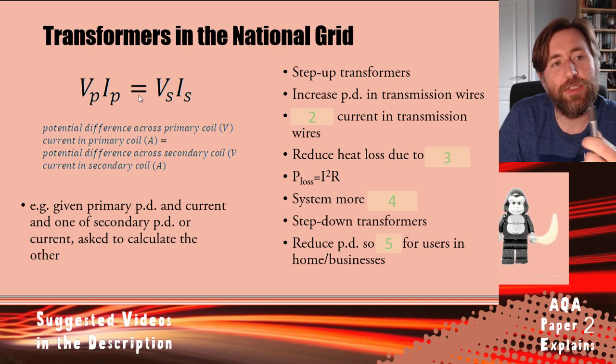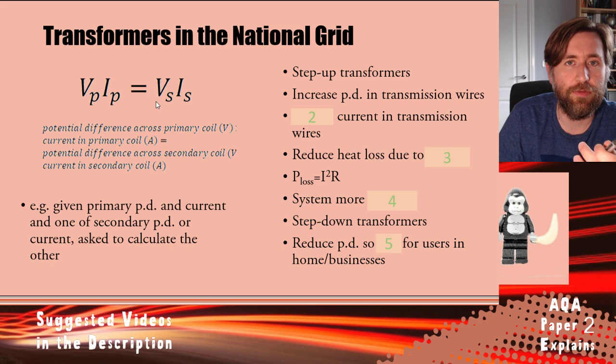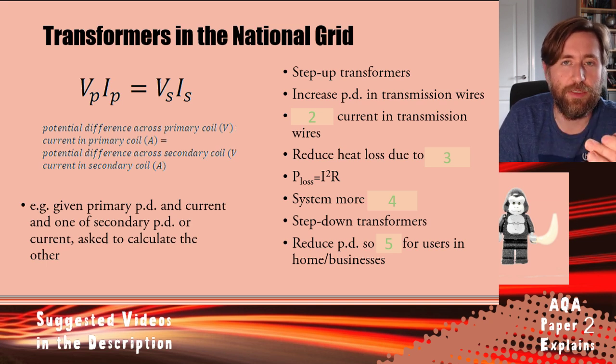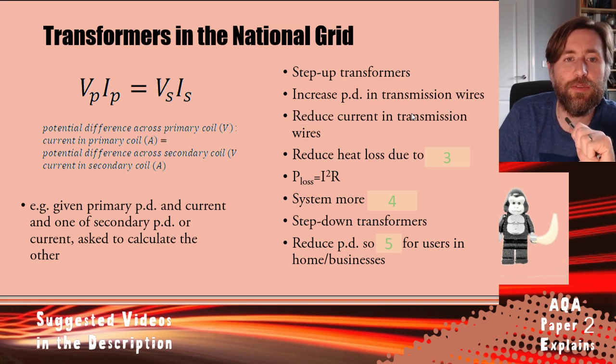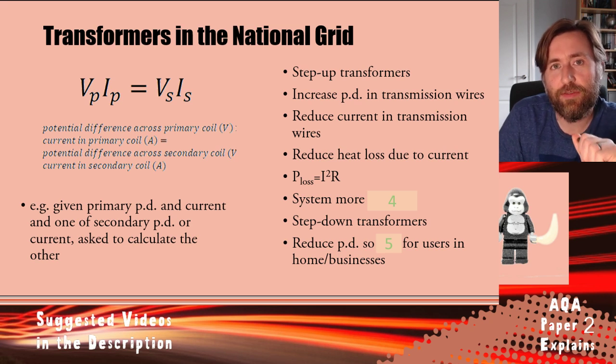Step-up transformers increase the potential difference. Now, because these two powers are equal in an ideal transformer, a 100% efficient transformer, which doesn't exist, if we increase the voltage, we decrease the current. Double the voltage, half the current. Why do we reduce the current in transmission wires? To reduce heat loss due to the current. So remember, the heating effect of current is a nice big idea in physics.